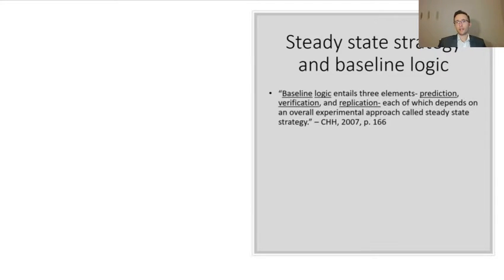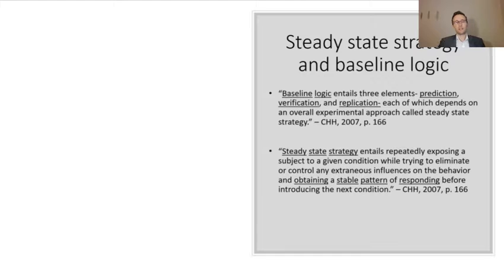Baseline logic entails 3 elements: prediction, verification, and replication, each of which depends on an overall experimental approach called steady state strategy. That's from Cooper, Heron, and Heward, 2007. Steady state strategy entails repeatedly exposing a subject to a given condition while trying to eliminate or control any extraneous influences on the behavior, and obtaining a stable pattern of responding before introducing the next condition.